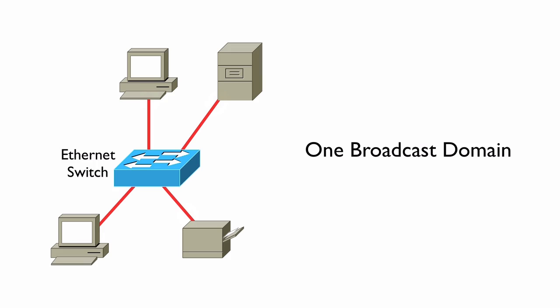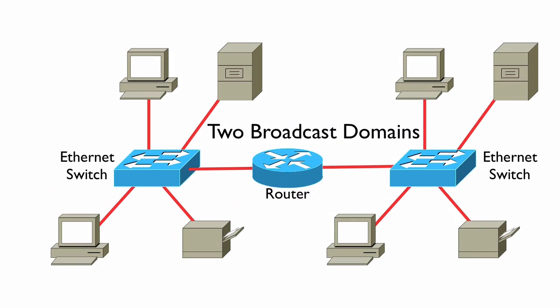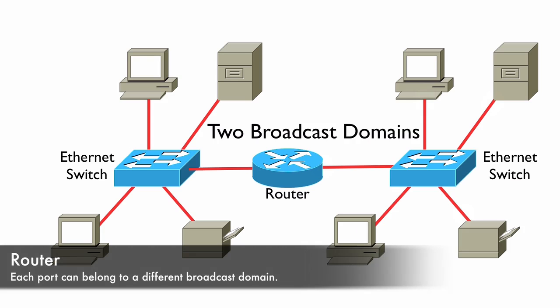So the big question is, what will separate a broadcast domain? A hub doesn't separate broadcast domains. Switches don't separate broadcast domains. What does? A router. A router is a layer 3 device. It's the network layer of the OSI model, and a router will separate broadcast domains. Broadcast traffic seen off of one router port will not be seen off of the other router port. In other words, the router is not going to forward that broadcast traffic.